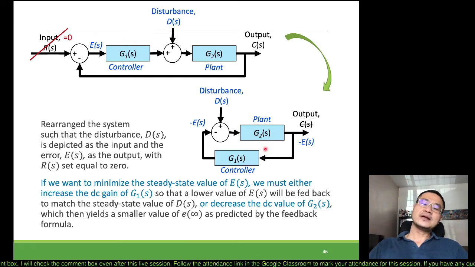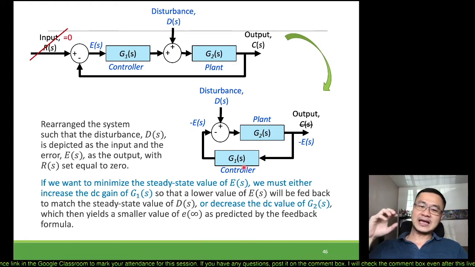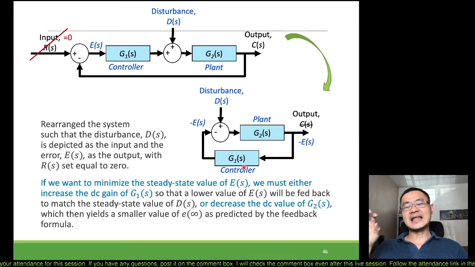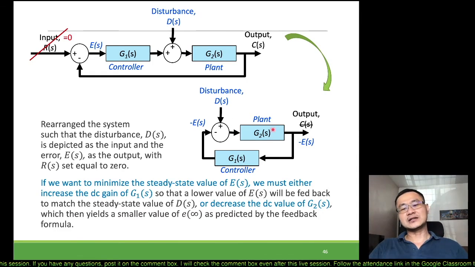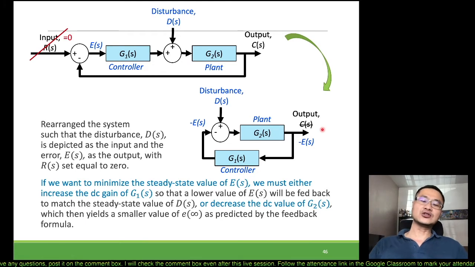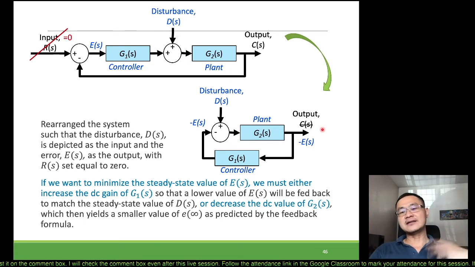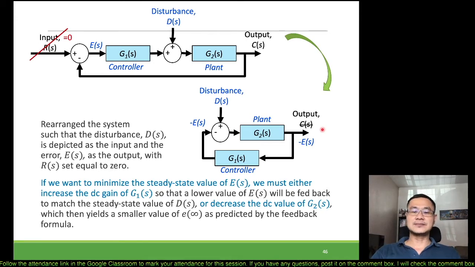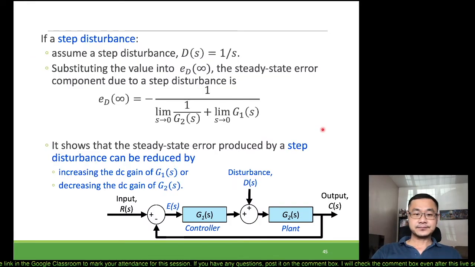Whereas because G1 is on the feedback side, if we can increase G1, we can suppress or dilute the effect of the disturbance towards the output. So this is why there is this effect of G1 and G2 on the disturbance itself.